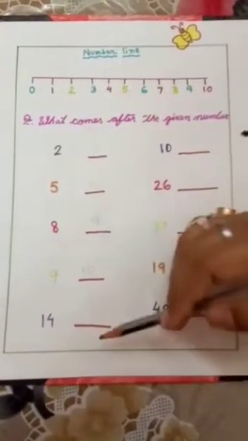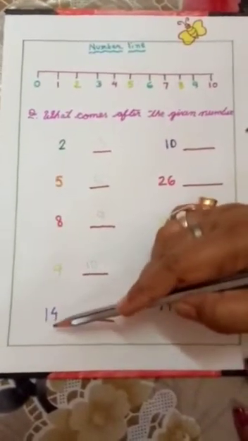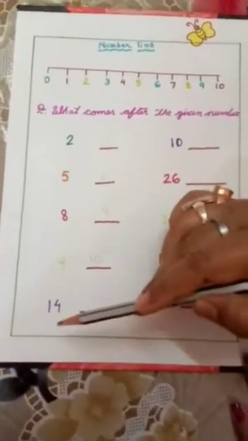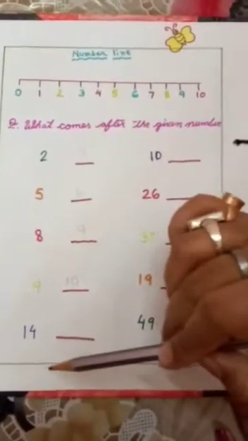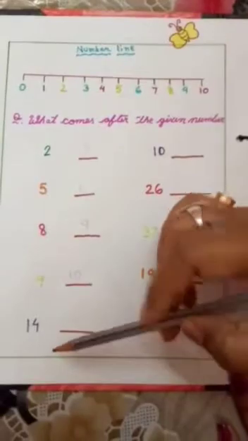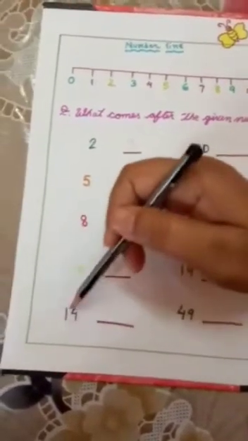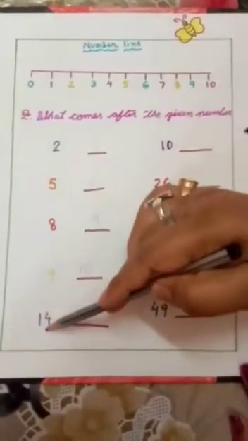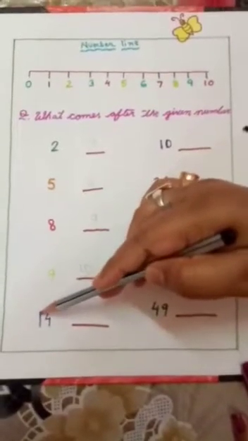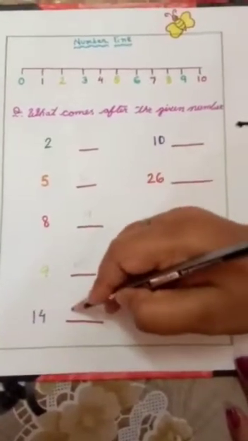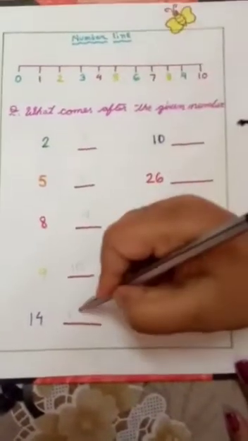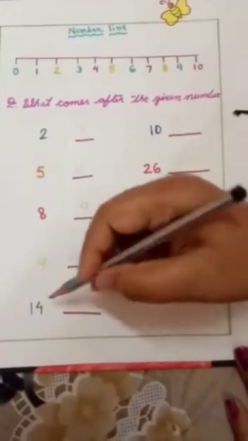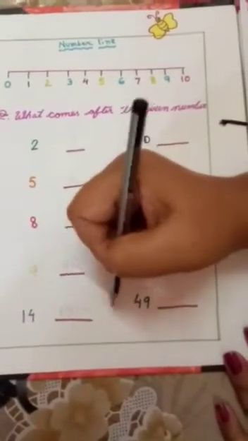Okay children, and now when it will be a two digit number, then the first number will remain the same and only the second number will be changed. It will be the next number. Okay, now see I have written here 14. So 1 will be same and 4 will be the next number. It will be 5. So after 14 comes 15.